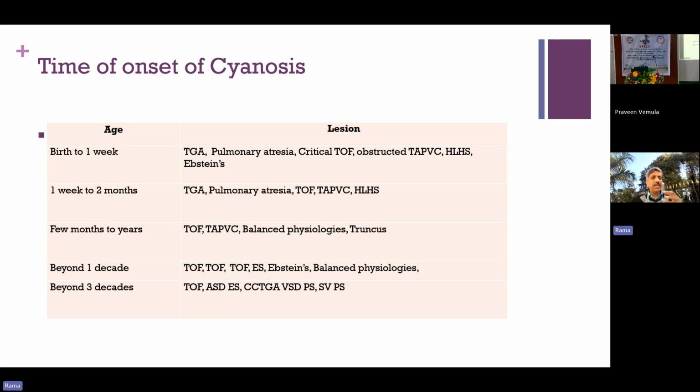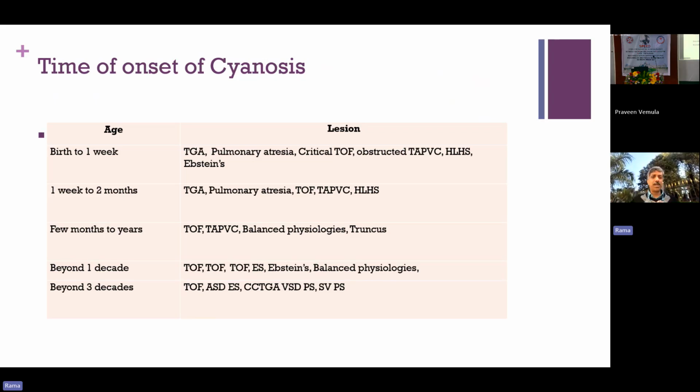The same thing can be applied to the onset of cyanosis also. The onset of cyanosis can be at birth to 1 week of age, where the three important conditions that come to the picture are TGA physiology, pulmonary atresia, and TAPVCs. HLHS comes up to 2 months, and is also commonly found. And Ebstein, we all know, is a very important condition that presents in the neonatal age group and later on in a bimodal presentation beyond the first decade of life. So Ebstein is something that we should know.